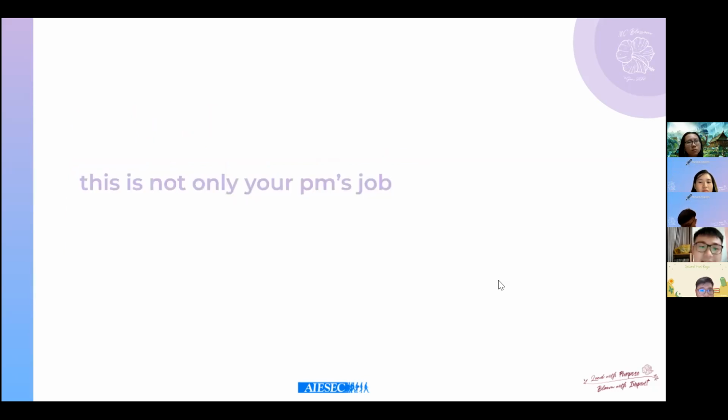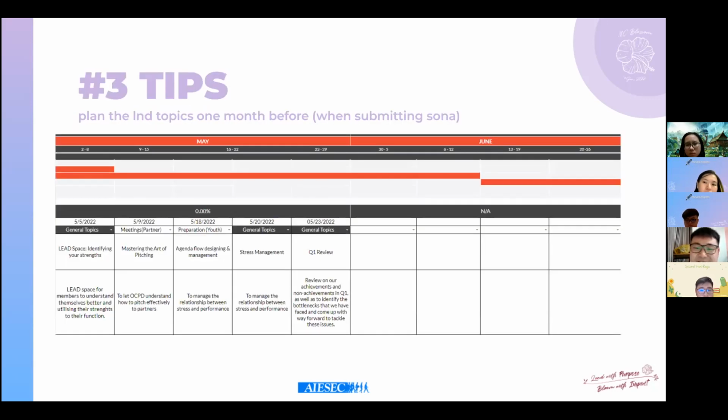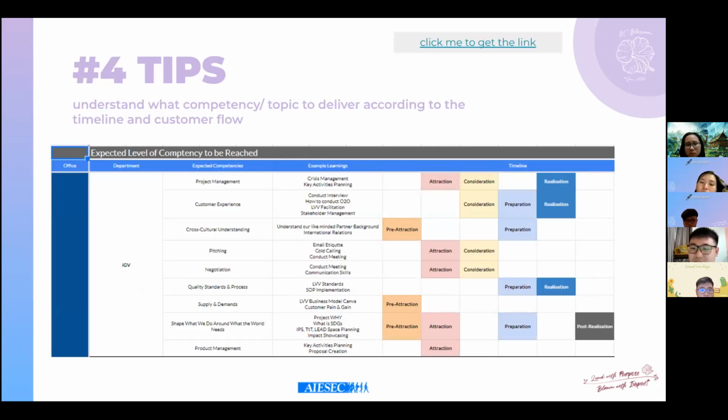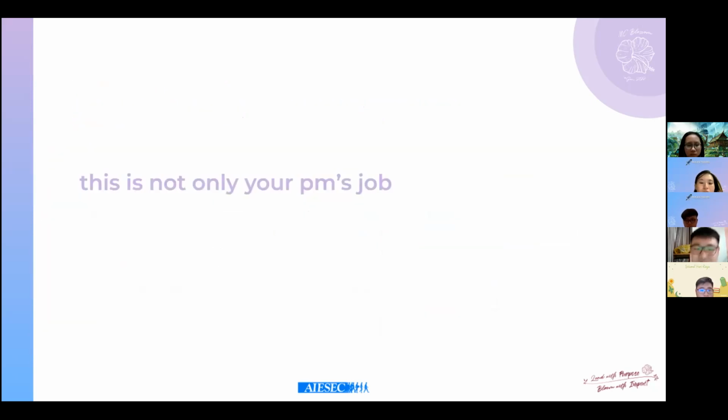All right. And that comes to my last part, after I talk about a lot of things. You may be wondering, all these things should be the VP PM's job, or all these things should be under PM scope, right? But let me tell you, this is not only for the PM job.